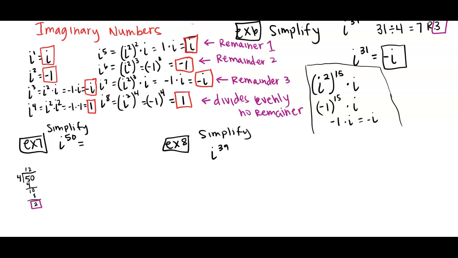Okay, so in example 7, if you do it the division way, we're trying to figure out how many times 4 will divide into 50, but really what we want to know is the remainder. In this one, the remainder is 2, which means it's going to simplify to be -i for our answer. If you did it the other way, where you're saying, i squared to what power gives me 50?